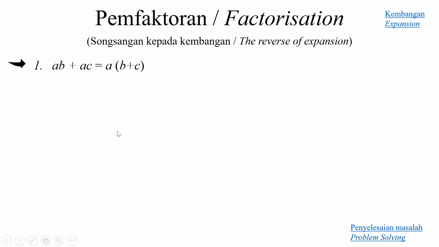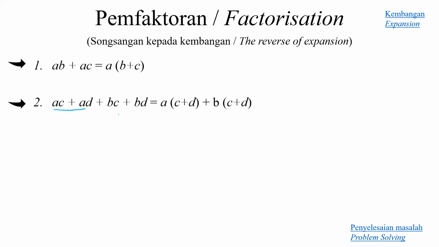Our second type of factorization will consist of 4 terms. Whenever you see 4 terms, and you notice that these 4 terms don't really have a common factor, what do we do? Always group 2 by 2. Let's underline it. Don't bracket it, underline.